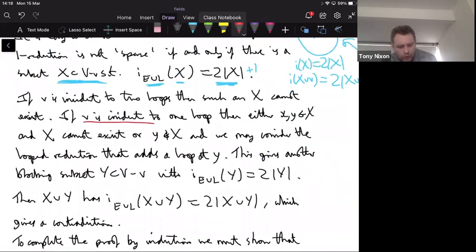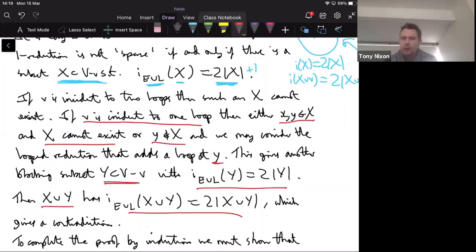So if V is incident to one loop, then either X and Y are in X and it can't exist, as we just said. We'd add V and the free incident edges and loops to find a contradiction, or Y is not, and hence we can consider the other reduction at V that adds Y instead. And this gives us another blocking subset Y contained in V minus V with the same count, and this time with a Y. And then X union Y has the total count, and we get a contradiction by adding V back again. So what I'm saying from all that is if V has one loop and two simple edges, it must be possible to do a one reduction adding one of the two loops. One of the two must keep us within the combinatorial class.